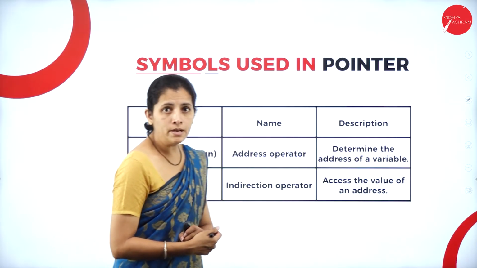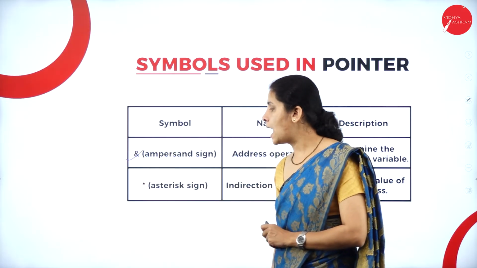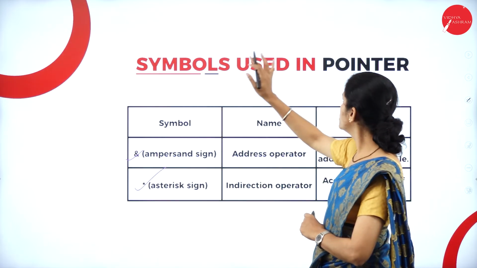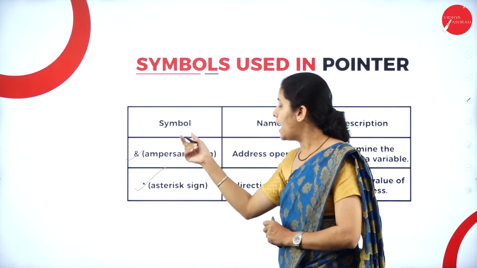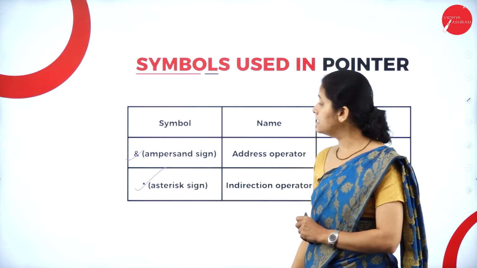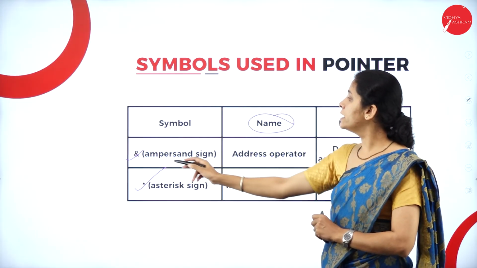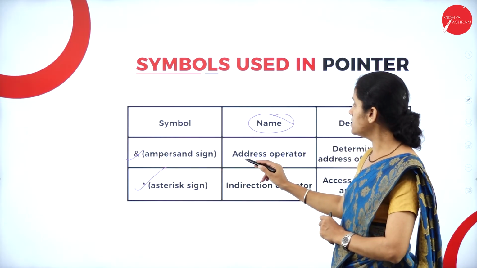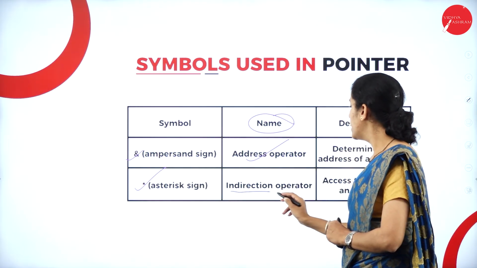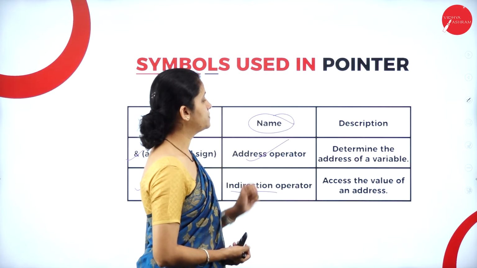Now, the symbols used by the pointer. So, here we have ampersand and asterisk. So, symbols used in pointer. I have the address symbol, that is ampersand, and the star symbol, that is nothing but asterisk. So, what is the name given to the ampersand? That is the address operator. Then what's the name given to the star? That is the indirect operator.